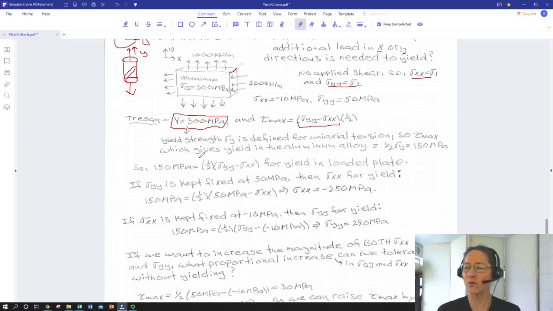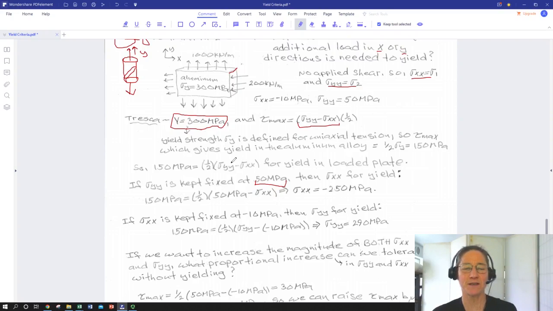So what would we do to make it yield? What if we wanted to form it? We need to know how much additional stress we need to apply to form it, say. We wanted it to yield. Well, we could basically keep either one fixed, or we could change both. So if we started just hypothetically and said, okay, we're going to keep our sigma YY fixed at 50 megapascals, then how much more compressive stress would we need to go up to our yield point?